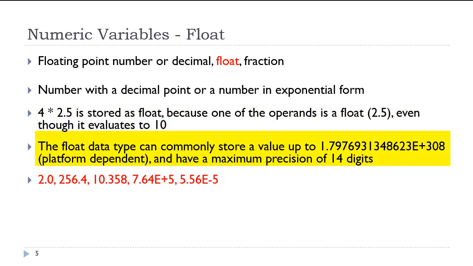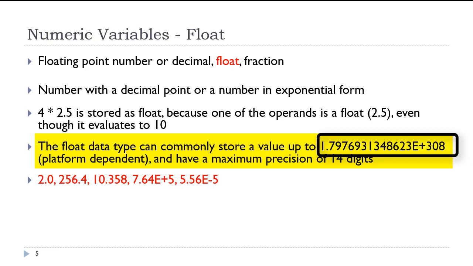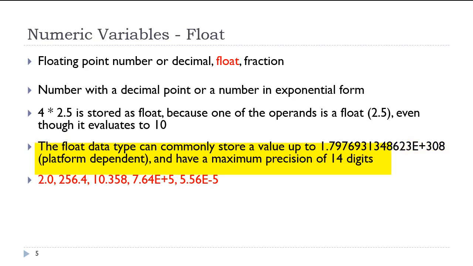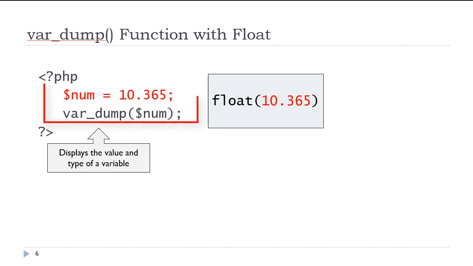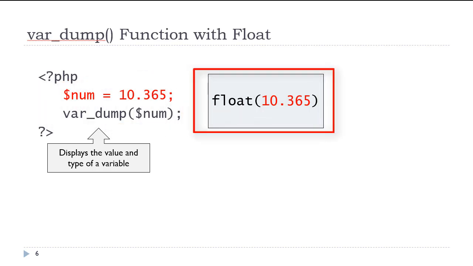The float data type can store a very high number, as we see here. And here are some examples of numeric float variable types. Again, using the var_dump function will show you not only the value, but the numeric data type.